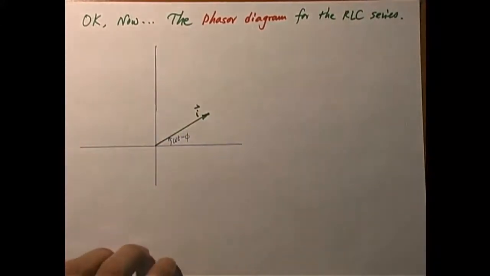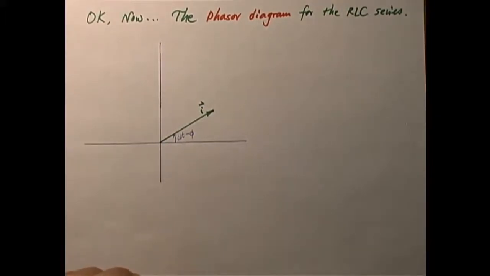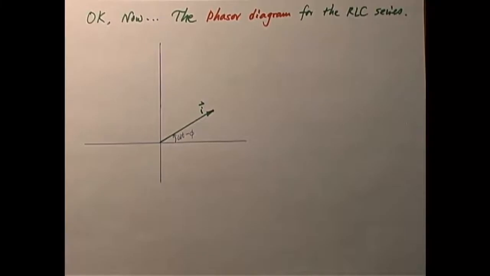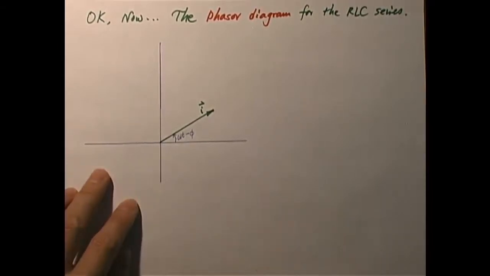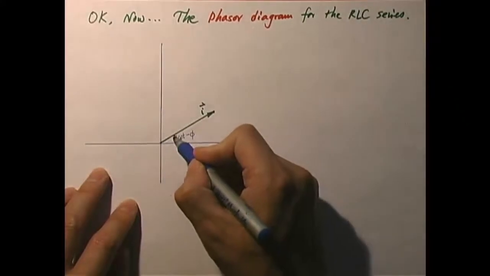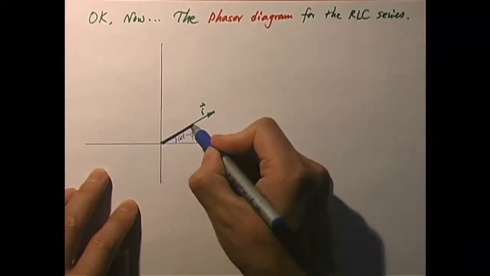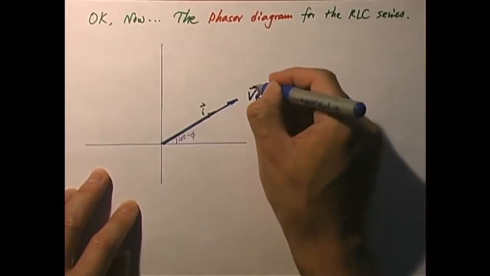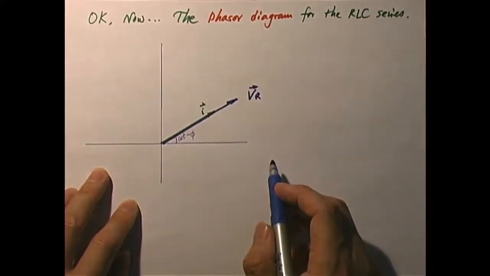What I'm going to do is introduce all the other phasors, for the voltages. First of all, VR. VR has the same phase angle as the current phasor, so I'm going to draw VR now in the same direction as the current phasor. So here is VR, the voltage phasor across the resistor.